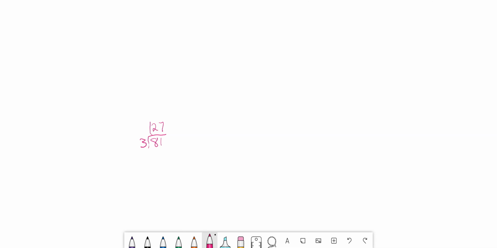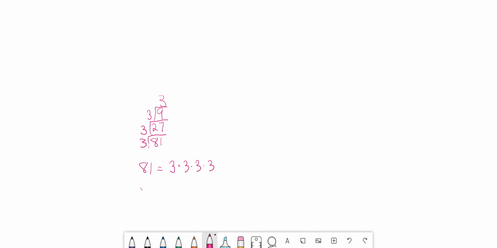Let me write that down. All right, so then we're going to go ahead and divide that by 3 as well because 27 is divisible by 3, and that's 9. Then 9 divided by 3 is 3. And so our prime factorization, because 3 is also prime, is 81 is equal to 3 times 3 times 3 times 3. And we actually have 4 3's there, so that is quite useful to know.